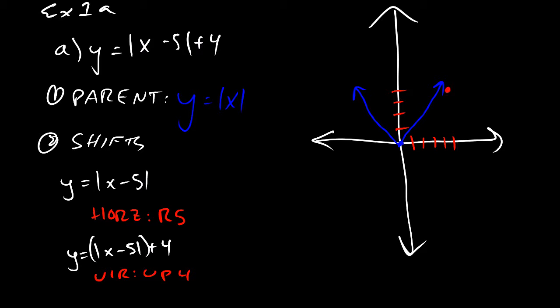And what does our graph look like? It looks like our parent graph, only shifted. So we go over and over the other way. Done. So our red drawing is what this graph looks like.